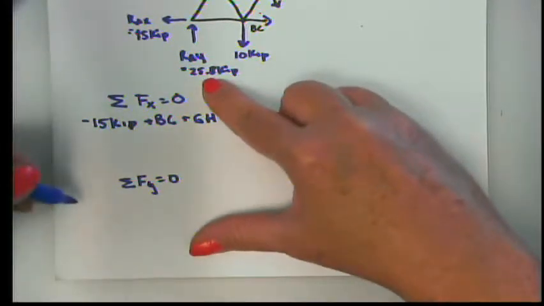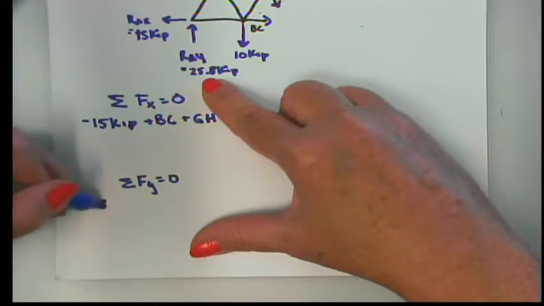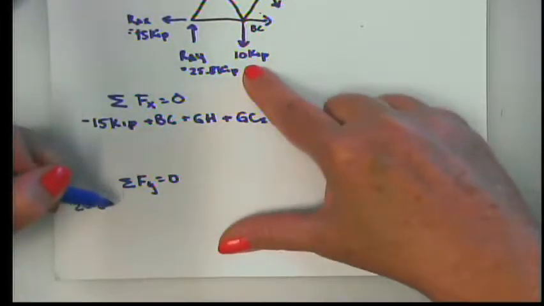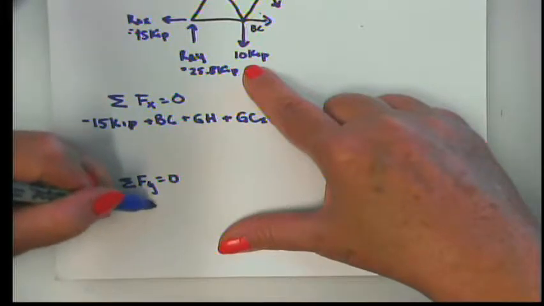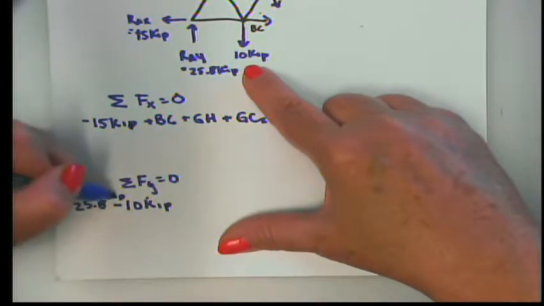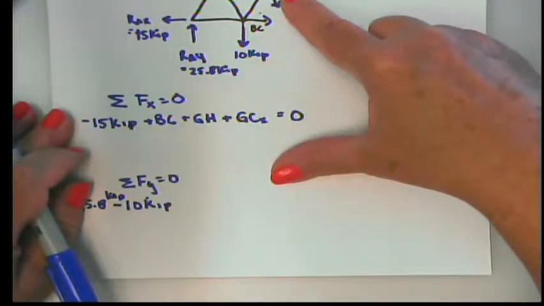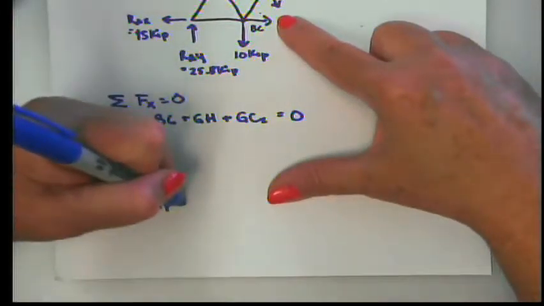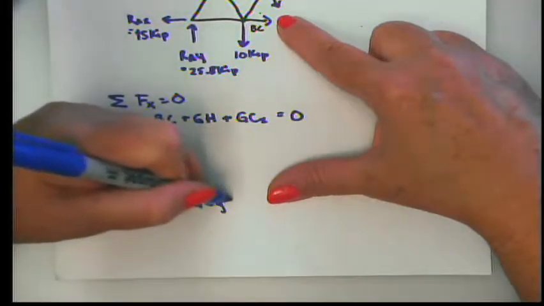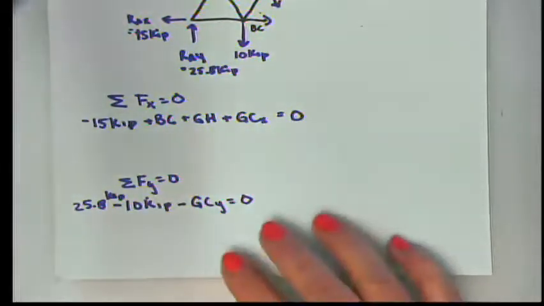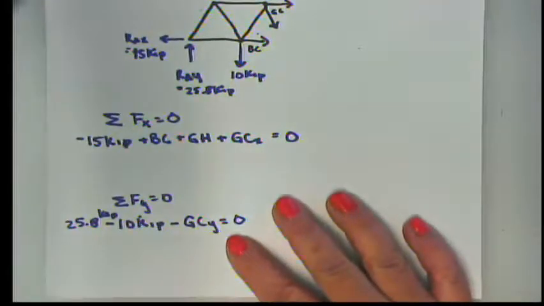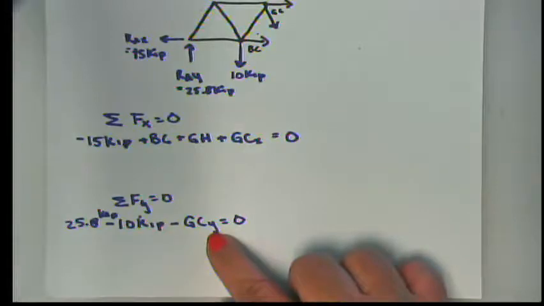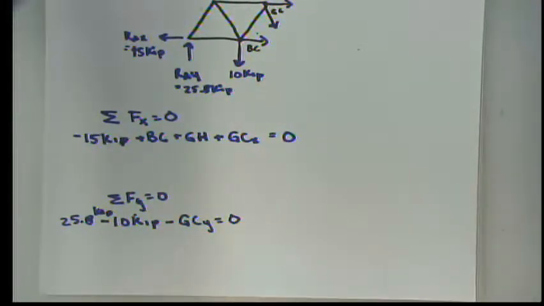In the Y direction, we have R_AY, which is positive 25.8 kips. We have this applied load at B, which is negative 10 kips. Okay, this and this do not have any Y component, but G sub C does, and it's negative. So here I have negative G sub C in the Y direction equals 0. I can also do a moment equation, which I'll do in a moment, but if you look at this equation, we only have one unknown. So we could just go right to our Y equation and solve for G sub C and get one of our numbers out of the way.